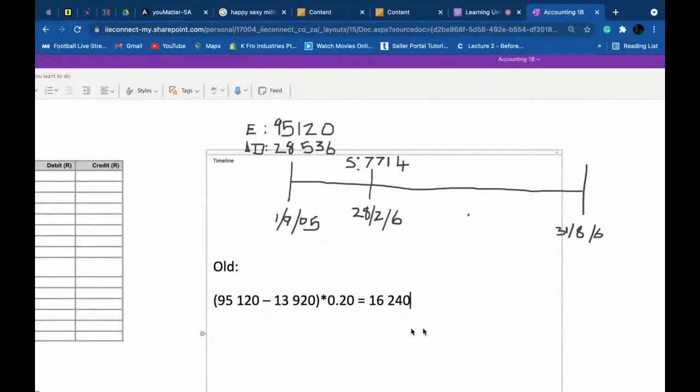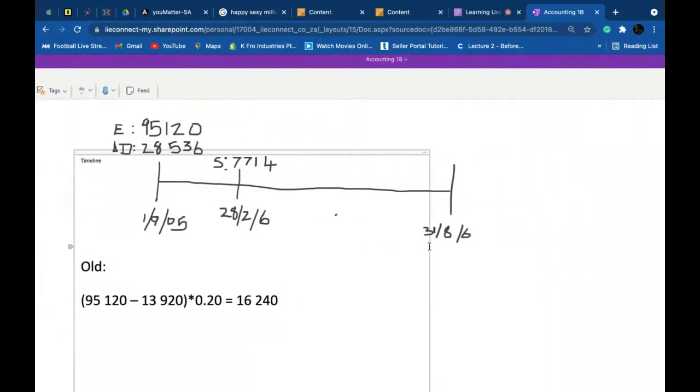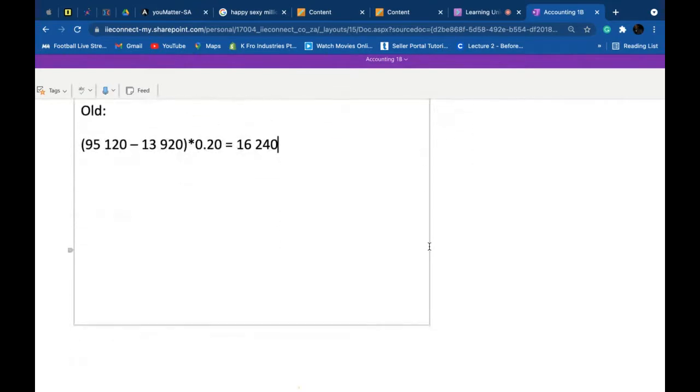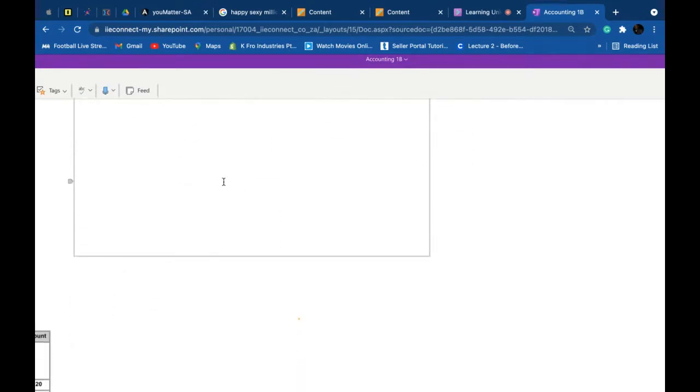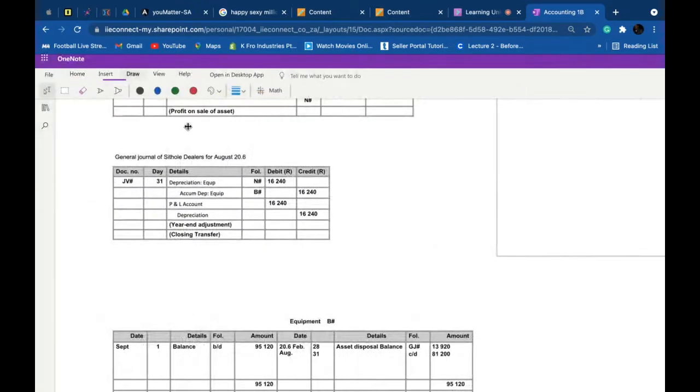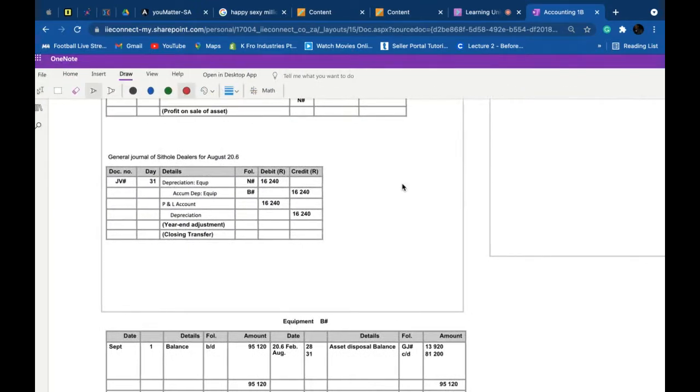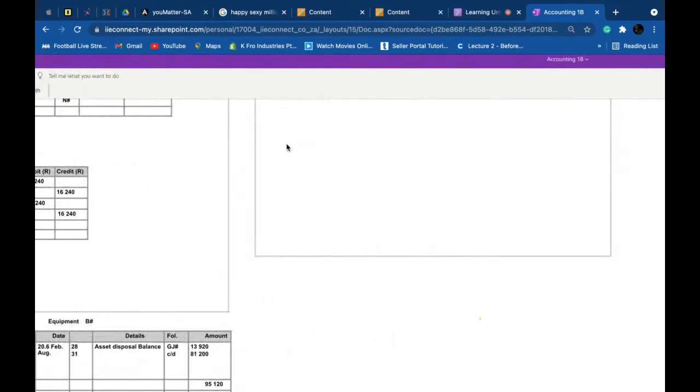So now we have that. But now we need to also calculate the necessary calculations for this asset disposal. So I'm just going to scroll down here, and then we're going to get to drawing again. So we can do the timeline for that asset that we are disposing of. So when did we buy this asset? 1 September 2003. And how much did we buy it for? 13,920.